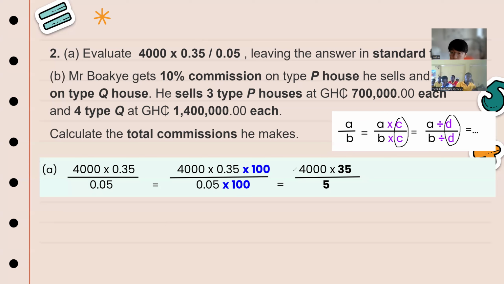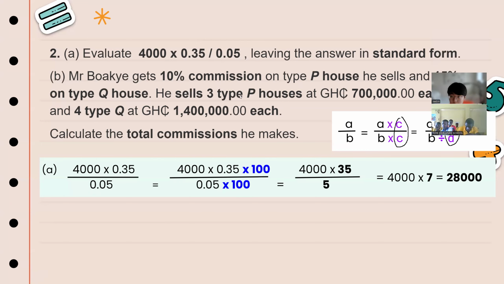So we are left with 4,000 times 35 over 5. And this equals, well, 35 divided by 5 equals 7. So 4,000 times 7 is 28,000. That's how you would solve an answer in the standard form, where no decimal was involved.